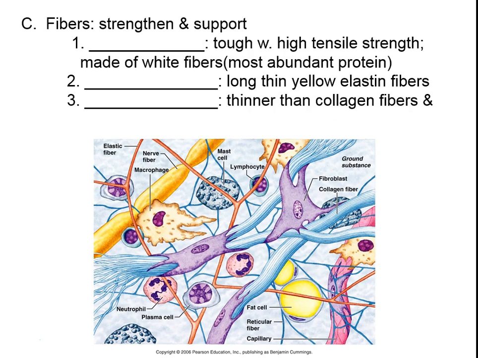Another characteristic that all connective tissues have is that in the matrix you're going to find fibers, and there are three possible kinds of fibers that are going to strengthen and support this connective tissue. The most common, the most abundant protein in the whole body is collagen. It's tough and it has tensile strength. What I mean by tensile strength is it has the ability to give a little bit before breaking.